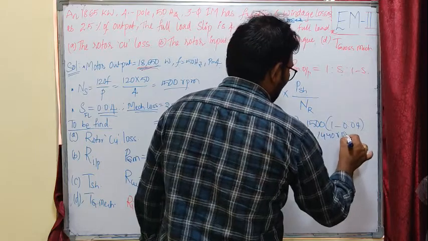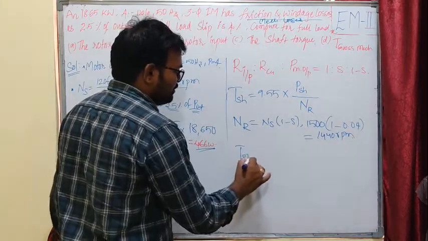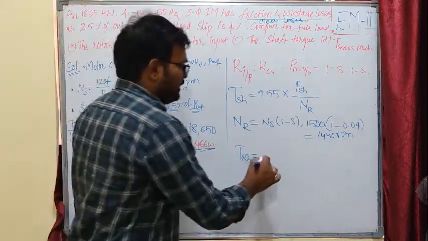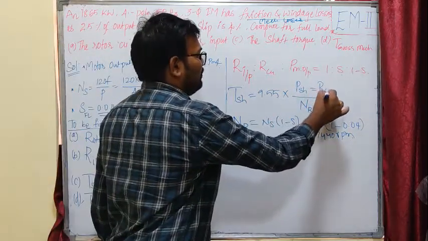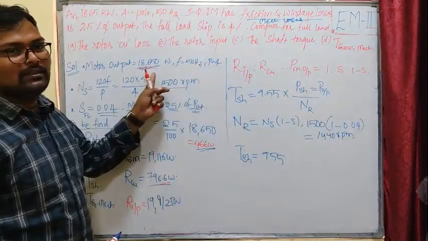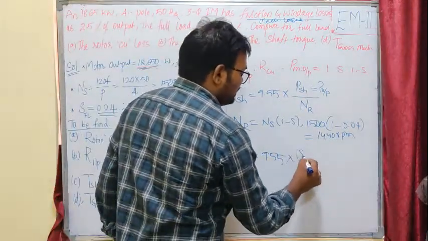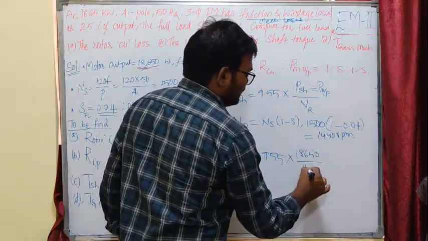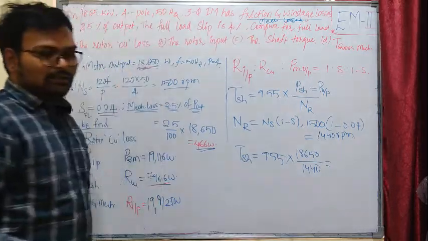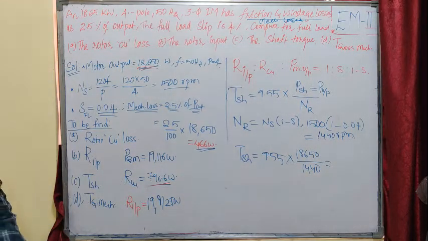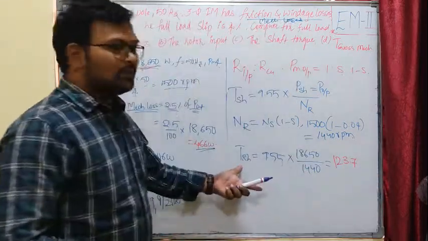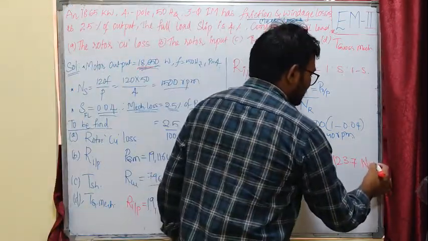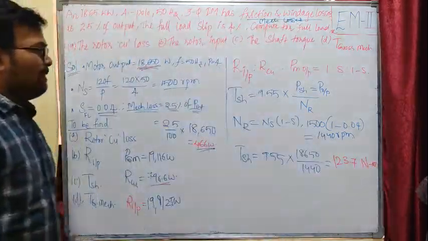Now you can calculate the shaft torque, that is 9.55 into my shaft power, which is the motor output power, 18,650, by the speed of the machine, 1440. So what will be the shaft torque here? That will be 123.7, and the units for torque are Newton meters. So this is the shaft torque.